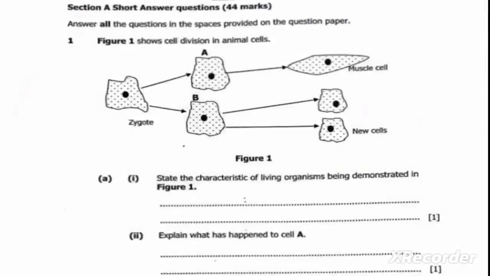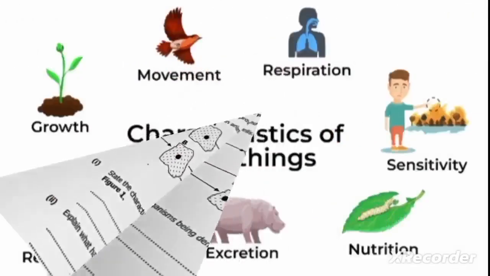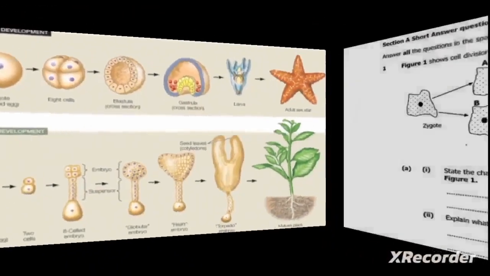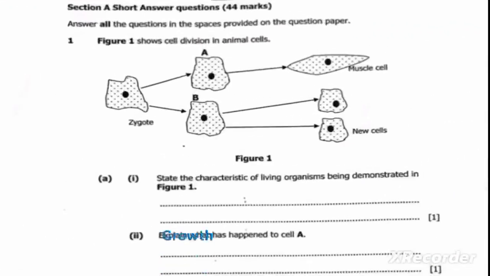So this is not reproduction. Reproduction has already taken place. We can see a zygote here, so reproduction has already taken place. So initially we had a zygote, we can see 2 cells, we can see 3 cells. So growth is taking place here. So the characteristic being shown is growth. So our correct answer is growth.